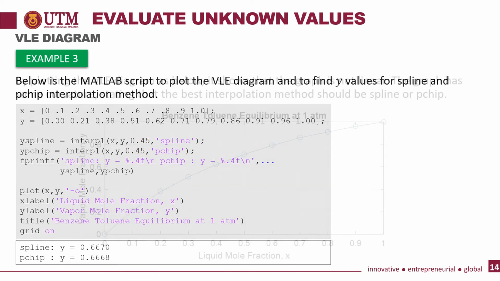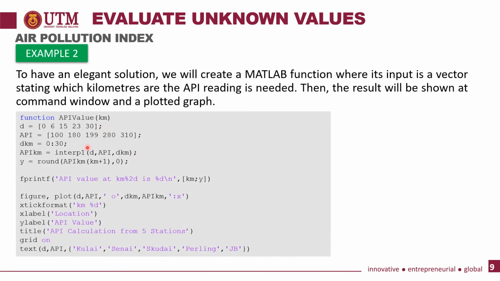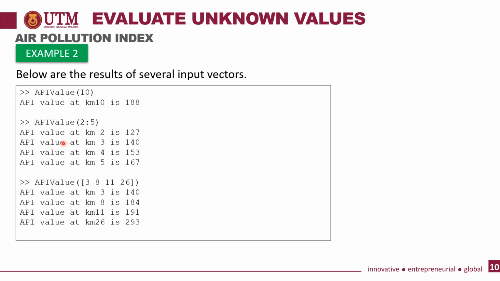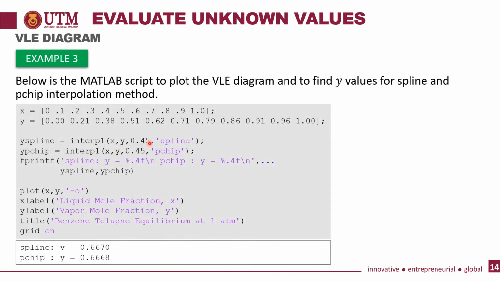So it will automatically find the value of y when x equals 0.45. In the example before this, you were using the colon operator. That one, dkm, is the distance between the missing points. You used the colon operator from 0 to 30 with a difference of 1, so it computes each and every missing point from 0 to 30. But this one will find only when x equals 0.45. So if the question asks you to find only at 0.45, you just need to put only one value here. And then it is as usual.